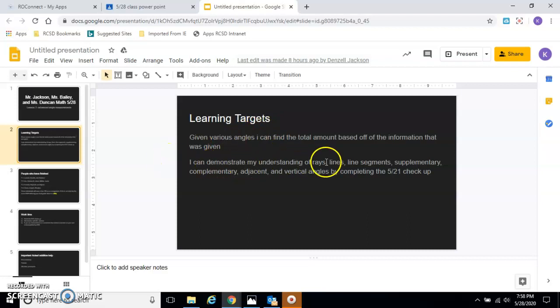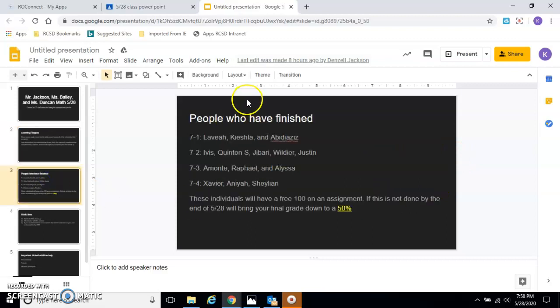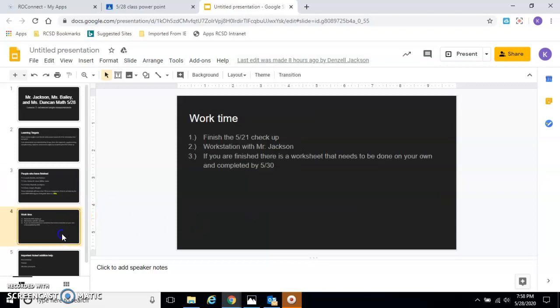I can demonstrate my understanding of lines, rays, line segments, supplementary, complementary, adjacent angles, and vertical angles by completing the 521 checkup. A lot of people didn't finish this, that's why we're revisiting it today. People who did finish, shout out to those people. If you didn't, this was a really big assignment and you really need to get this done.